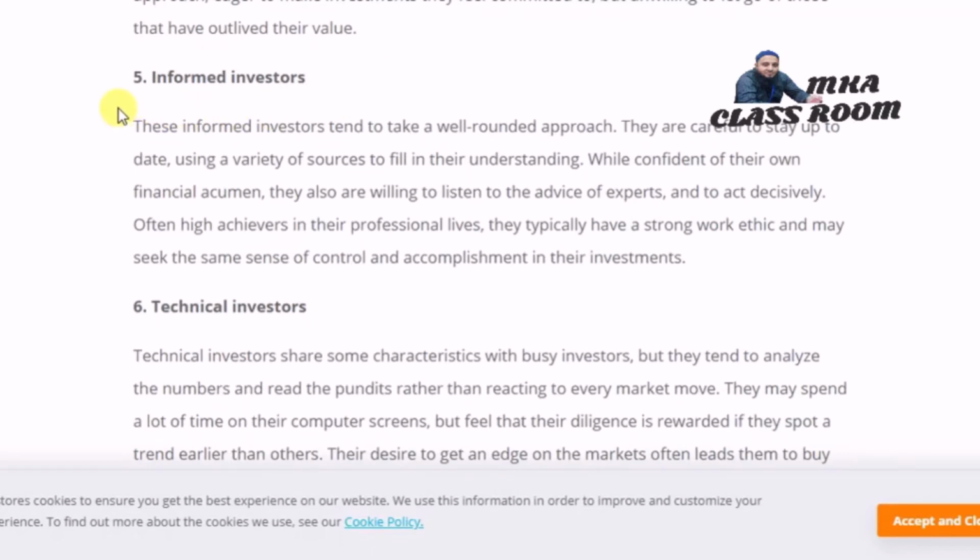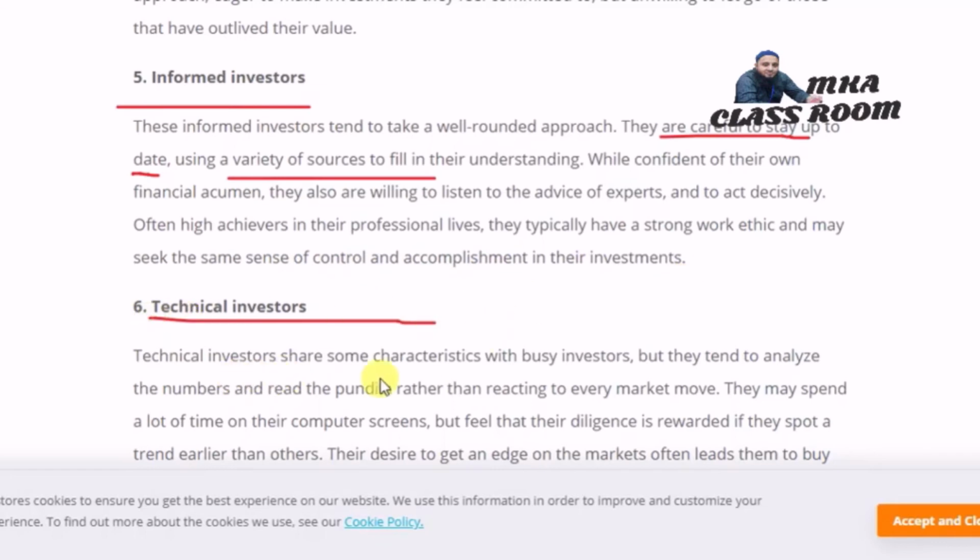Later on, we will see informed investors. These informed investors tend to take a well-rounded approach. They are careful to stay up to date, using a variety of sources to fill their understanding, while confident of their own financial acumen. They also are willing to listen to the advice of experts and to act decisively. Often high achievers in their professional lives, they typically have a strong work ethic and may seek the same sense of control and accomplishment in their investment.